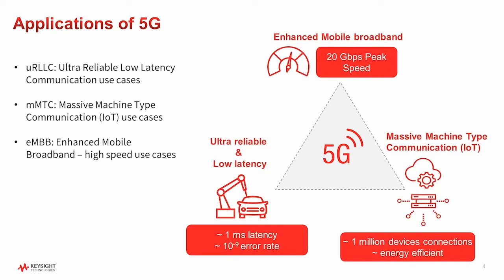This consists of eMBB, or enhanced mobile broadband, the high-speed use cases. Then we have mMTC, or massive machine type communication, the IoT use cases. And finally, URLLC, or ultra-reliable low latency communication, the use cases for industrial automation.